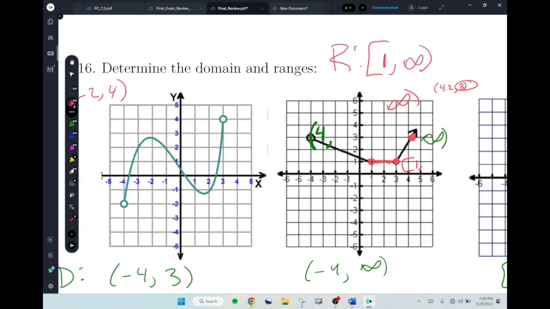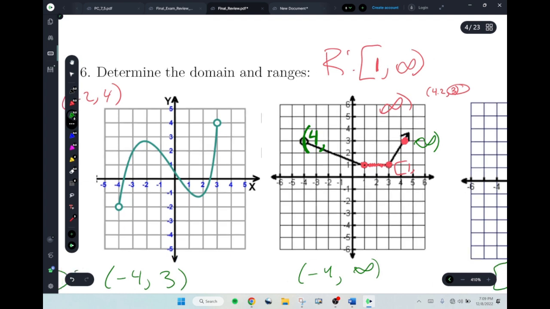Similarly, if this green line went far enough down, it would include this negative 2. The range would. But it doesn't because it stops there. But if it went far enough down, it would include that negative 2 that's over there in a circle, for sure.